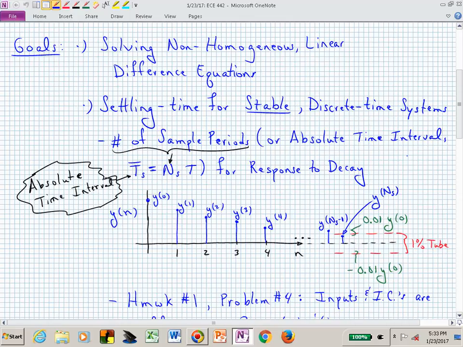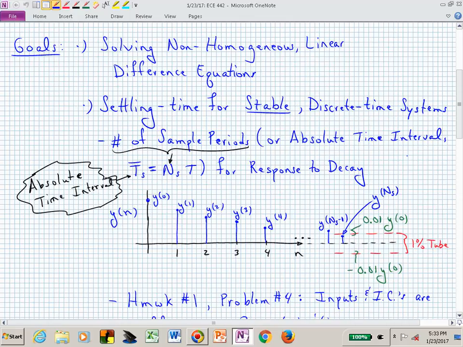That gives you the actual time that you might sample. In this class, versus if you had 441 or 541, where we talked about a 2% tube, let's change it up. Let's talk about a 1% tube that we want to be inside of when we then denote our settling time. I've just pictorially illustrated what we mean by settling time, or the number of sample periods to get within this 1% tube, or when do we get to 0.01 of our initial condition.